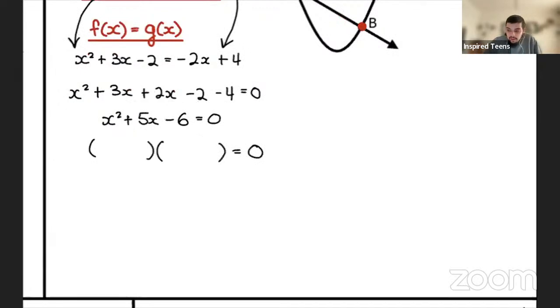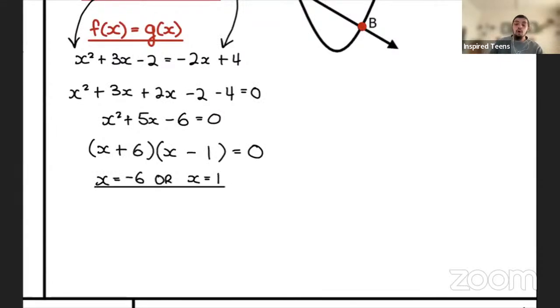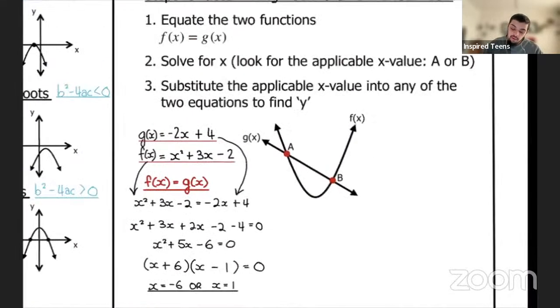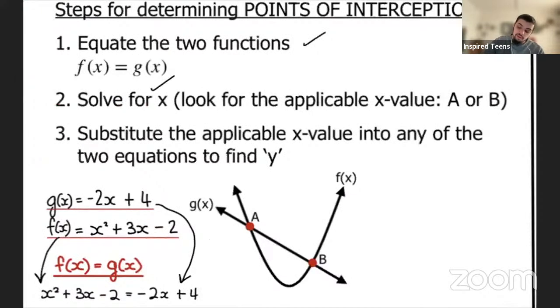Okay, so now if I factorize this, I get (x plus 6)(x minus 1). Does that 100% work? Yeah. So therefore, x plus 6 is equal to 0, or x minus 1 is equal to 0. So x is equal to negative 6, or x is equal to 1. These are the x values of the points of intersection of the two graphs. Now, we've done that. We've equated the two functions and solved for x.